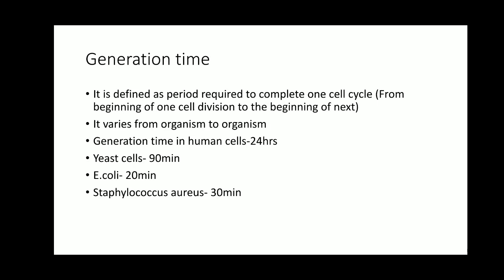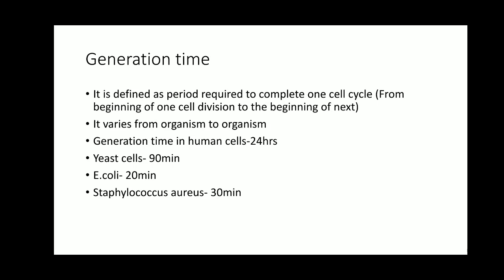The cell has to undergo one complete cell cycle. So the duration required to complete one cell cycle by an organism is known as generation time. This generation time can be defined as the period required to complete one cell cycle, that is, from the beginning of one cell division to the beginning of the next cell division. Not till the end of the same division, but till the next cell division begins. That particular time interval is known as generation time.